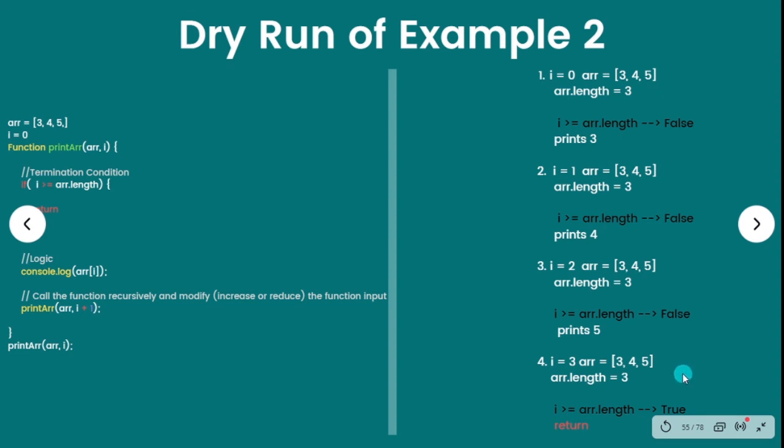And then i gets incremented to 3. And when i gets incremented to 3, we check the termination condition again. And in this case, i is equal to the length of the array. So this is true. So we return. So this is another part we have to really understand. How do we return? How does that work? Is it that when the termination condition just gets satisfied, we just return out of the loop? That's what we're going to discuss now.